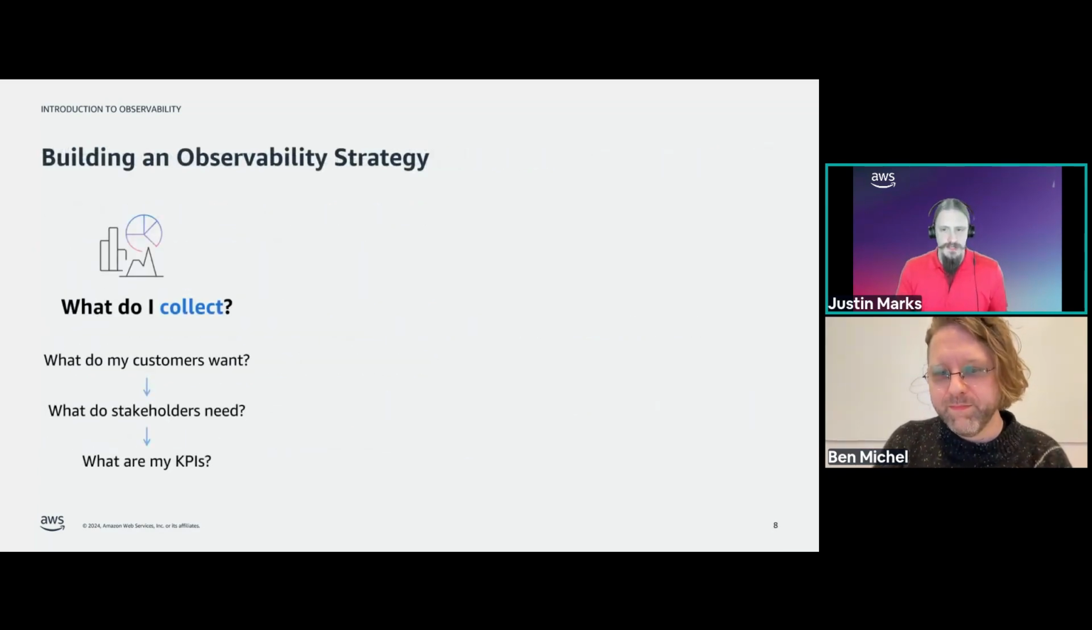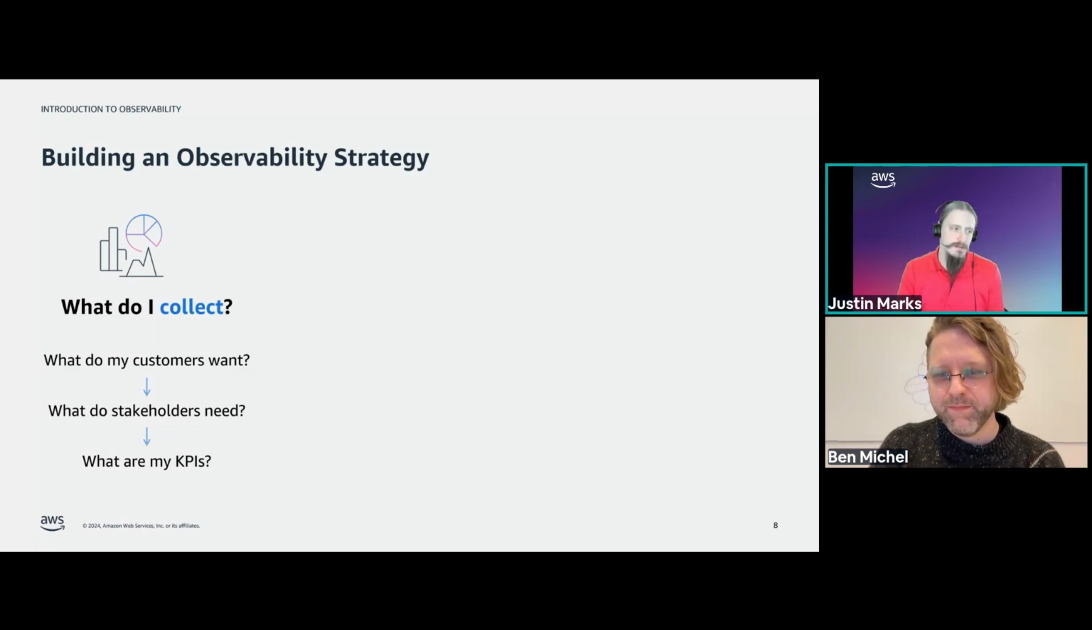So as far as strategy goes, one of the best ways to work through those types of challenges and questions is to build out a strategy that gives your teams direction. And usually you want to start with, what are you going to collect? You want to work backwards from your customers, right? You want to figure out what your customers want, what your stakeholders need, right? What does the CFO need to know? What does the CISO need to know? And then boil that into KPIs, right?